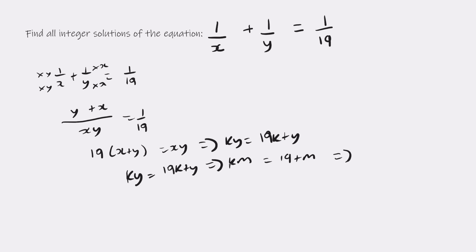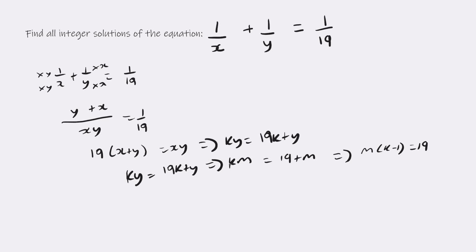And so if we factor everything out to get everything to one side, apart from the 19, we'd get km minus m equals 19, which would be m times (k minus 1) equals 19. And now, since both k and m are integers, we can find a few possible combinations for which the above equation holds.